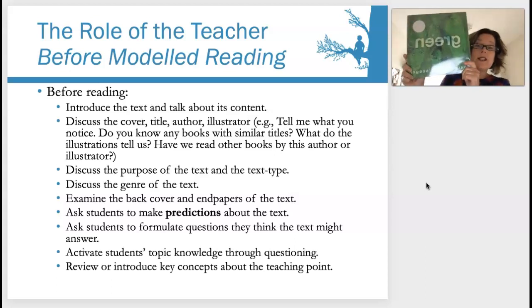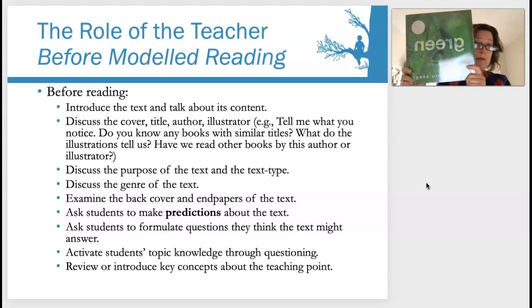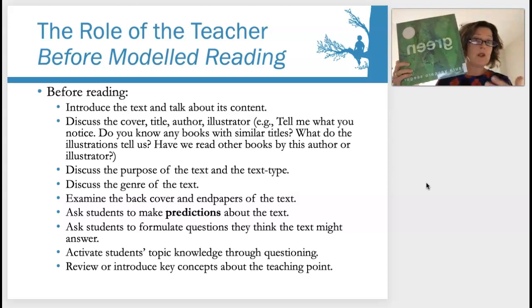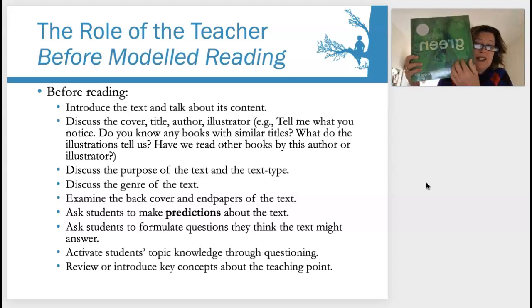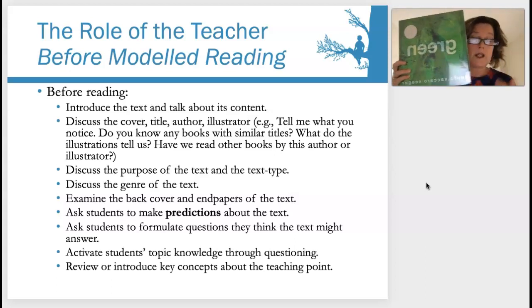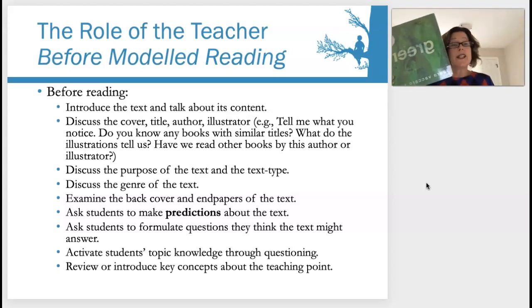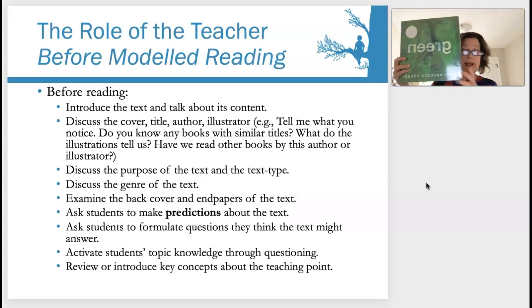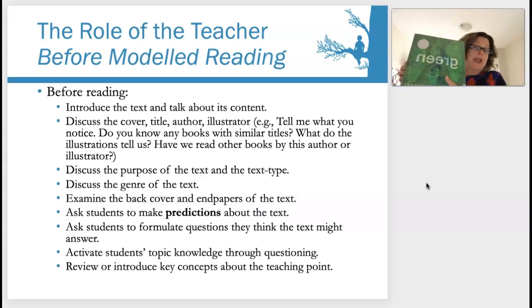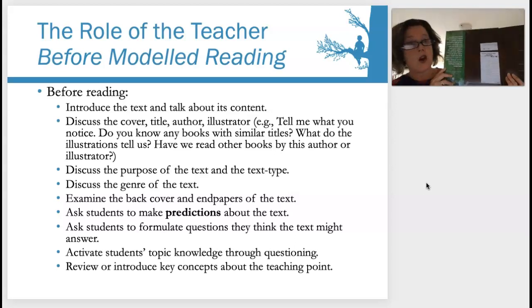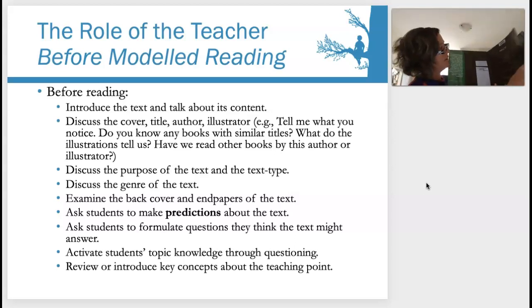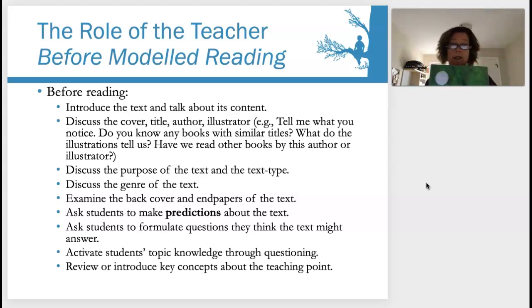Okay, then you discuss the purpose of the text and the text type. Is this a fiction book or a nonfiction book? And hopefully it will teach us, what do we think it's going to teach us? A little bit about the color green. We're also going to discuss the genre. We're going to examine the back cover and the end papers of the text. So if you have a biography or something, it might have some pictures in the back. This one doesn't. But if you had a glossary, things like that.